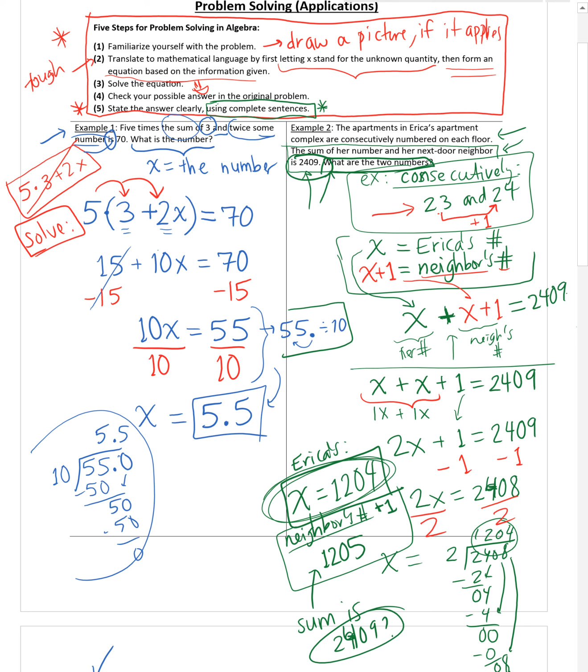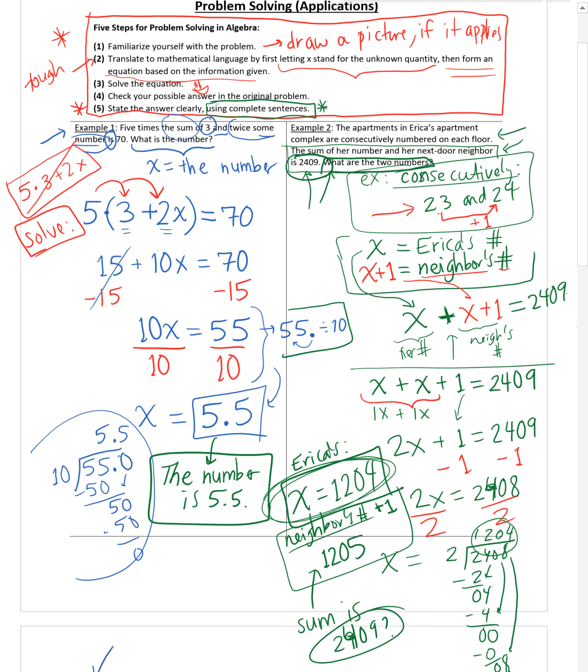In the first example, our answer was 5.5. So let's write that in a sentence. That was the number they're looking for. The number is 5.5. That's the kind of thing we're looking for in here. You want just to sum it up so someone can see the conclusion here.